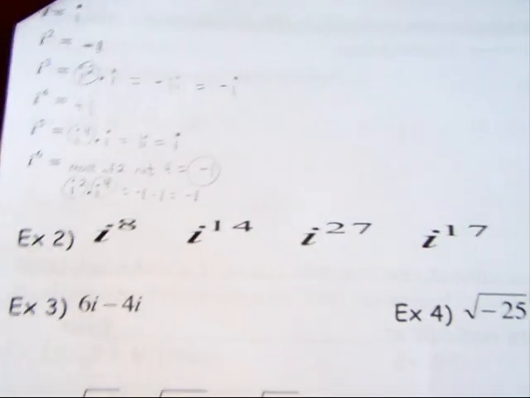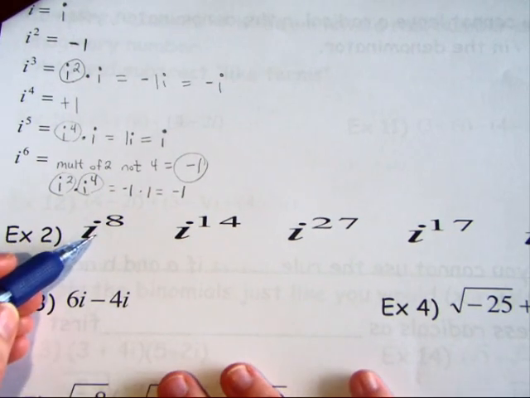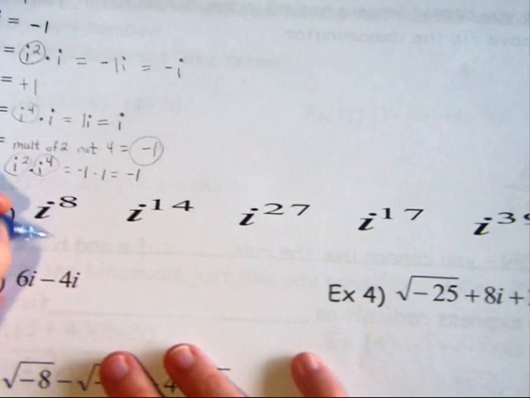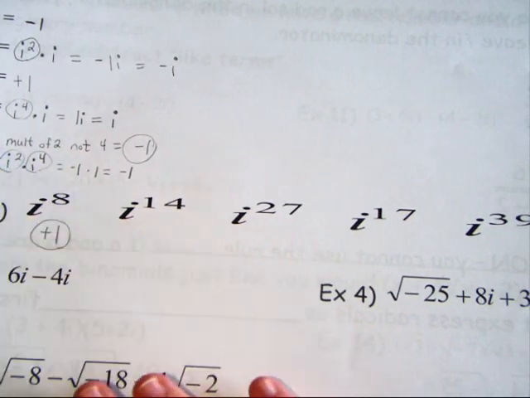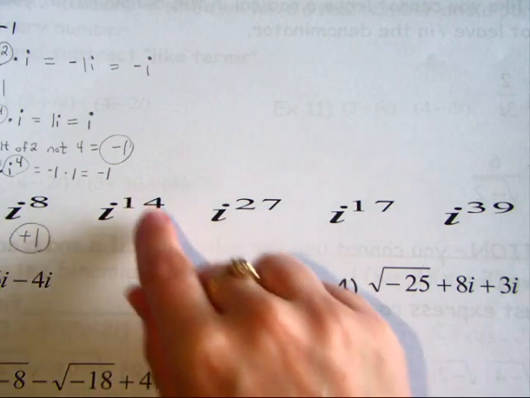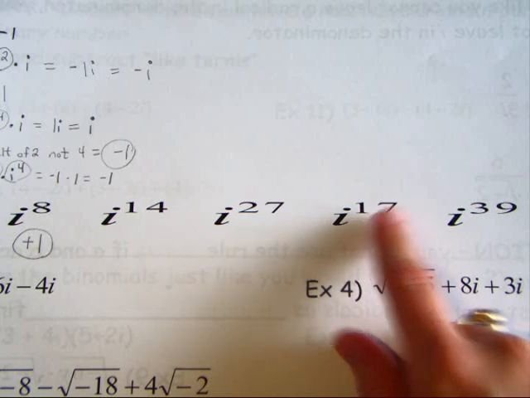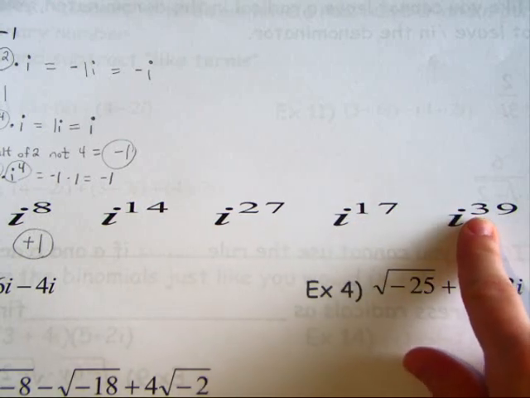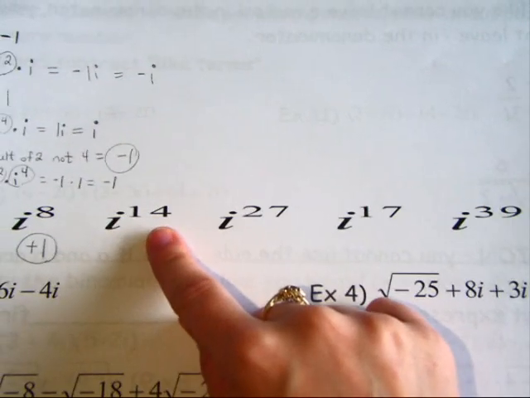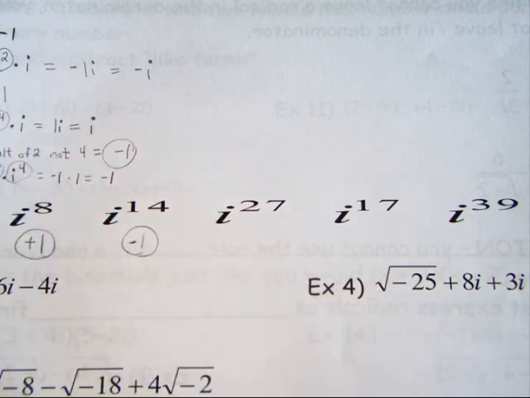Let's try some more. i to the 8th. Well, what is i to the 8th? It's a multiple of 4, right? So your answer is a positive 1. Let's go through and see if we see any other multiples of 4. Not a multiple of 4, not a multiple of 4, not a multiple of 4, and not a multiple of 4. Okay, well, I also taught you about just multiples of 2. There's a multiple of 2 that's not a multiple of 4. Hopefully, you remember the rule I taught you. That answer is a negative 1.